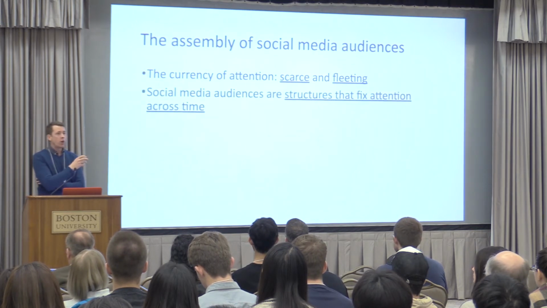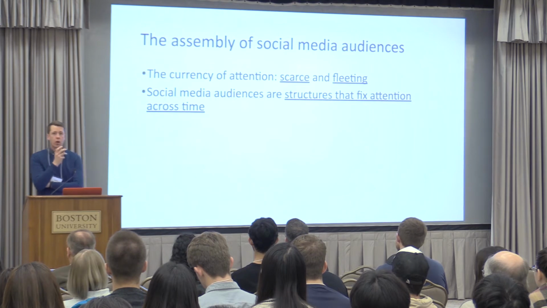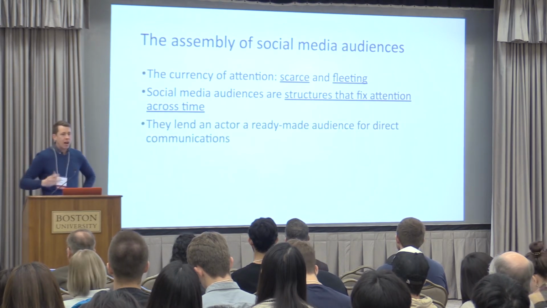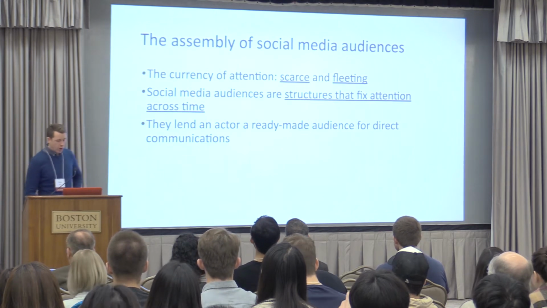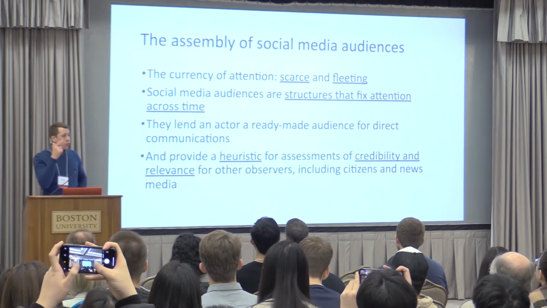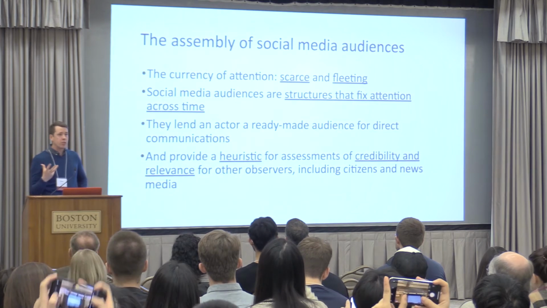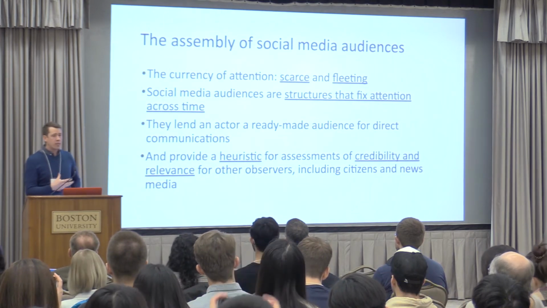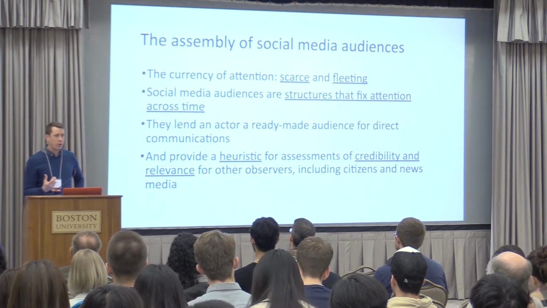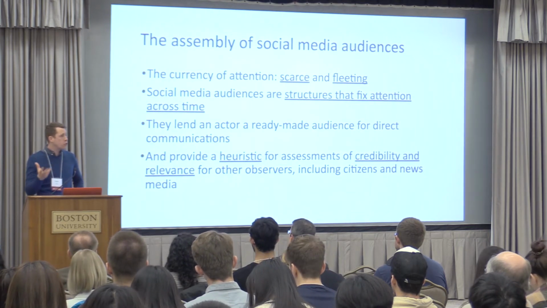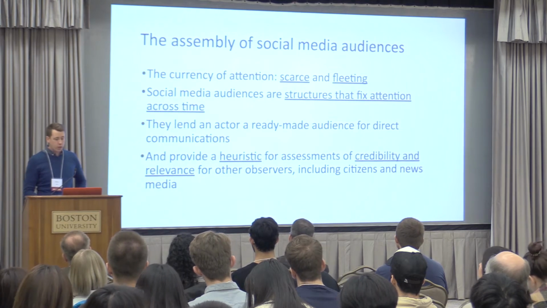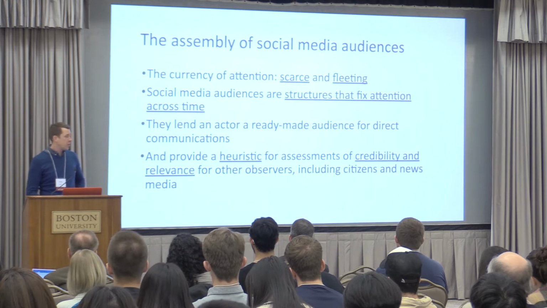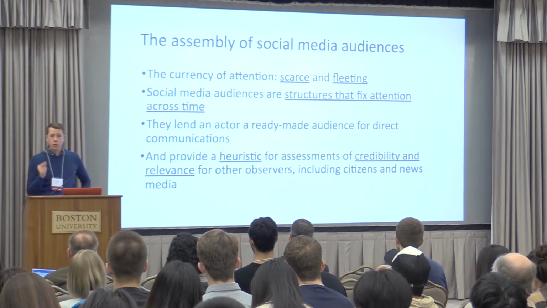Social media audiences are a way to do this. These are essentially structures that fix attention over time. So they give an actor a ready-made audience for direct communications. Furthermore, having an audience now provides a heuristic. There's a socio-technical aspect to this, which is that having an audience, in the case of 10GOP, hundreds of thousands of followers, becomes a heuristic for other users of social media, suggesting or implying credibility and relevance to others. This includes both citizens and also news media.